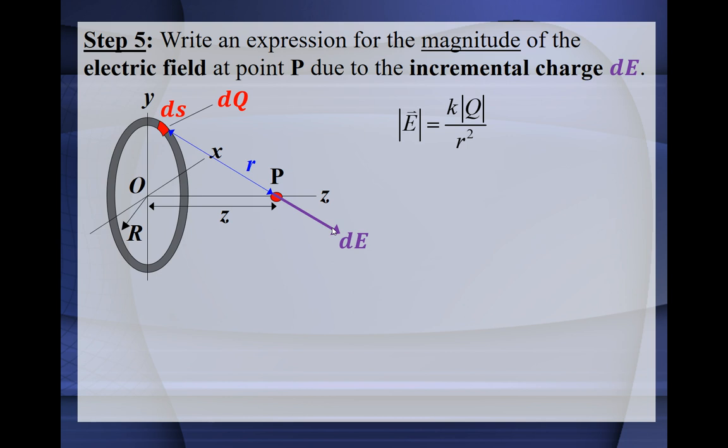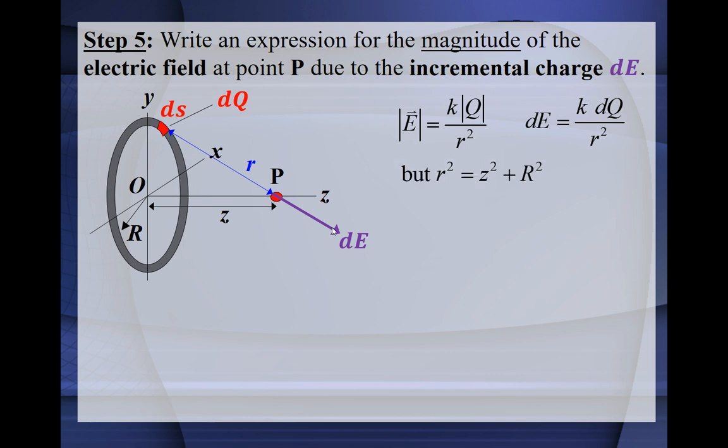So once again, going back to the equation for the electric field due to a point or source charge, the electric field magnitude is equal to K, Coulomb's constant, times the charge divided by little r squared. We're going to turn that into the electric field due to a differential charge element. So that would be dE is equal to K times dQ over little r squared.